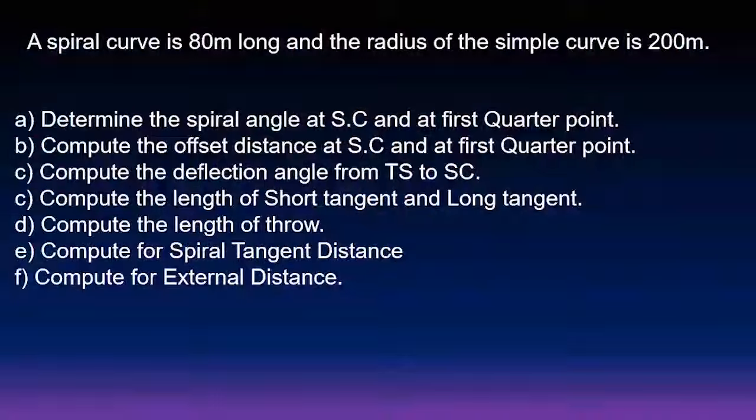A spiral curve is 80 meter long and the radius of the simple curve is 200 meter. Here is the question. Compute the spiral angle at SC and at first quarter point. And there are so many questions there, so I'm going to read them one by one as we solve it. Let us first focus on question letter A.